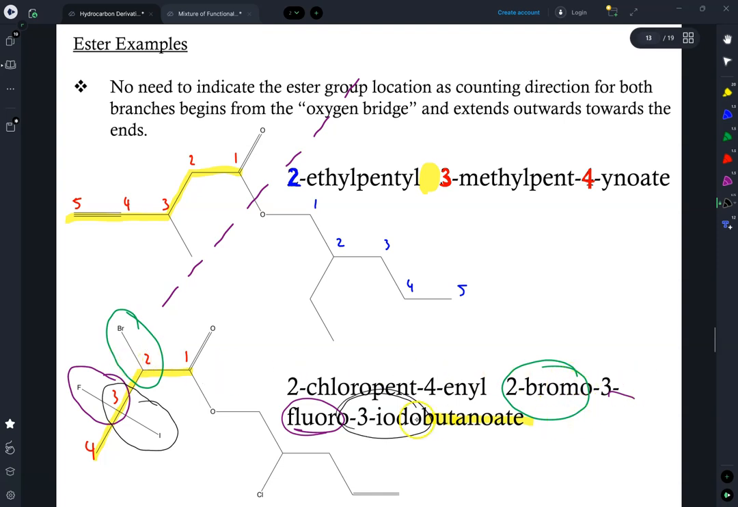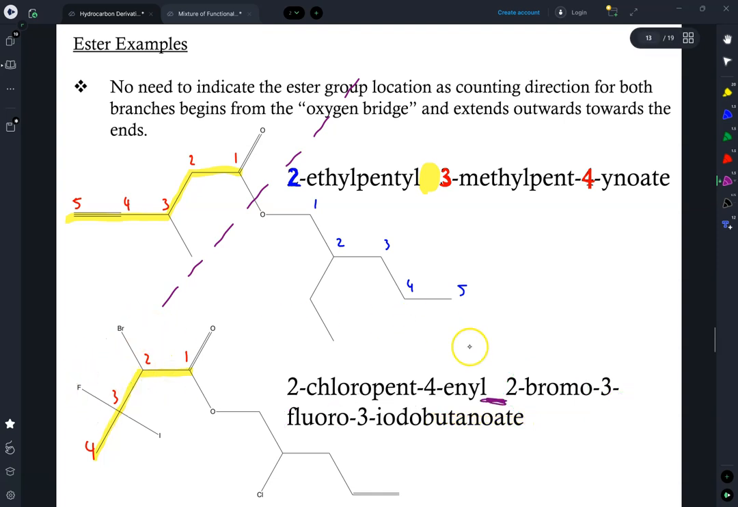So this covers the parent chain portion of the ester. By placing a space here, we now help the reader to differentiate between the branch, the other side of the oxygen bridge, versus the parent chain. And this also helps to separate the two numbering systems: one for the parent chain in red, and one for the branch in blue.